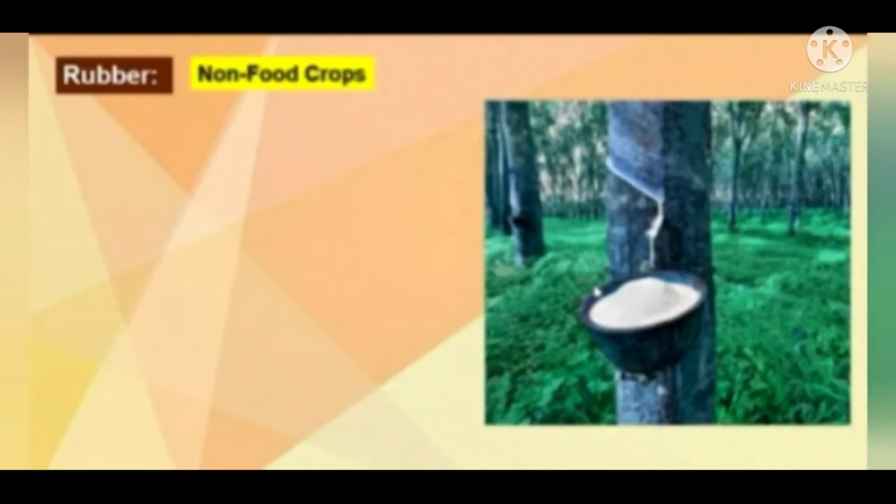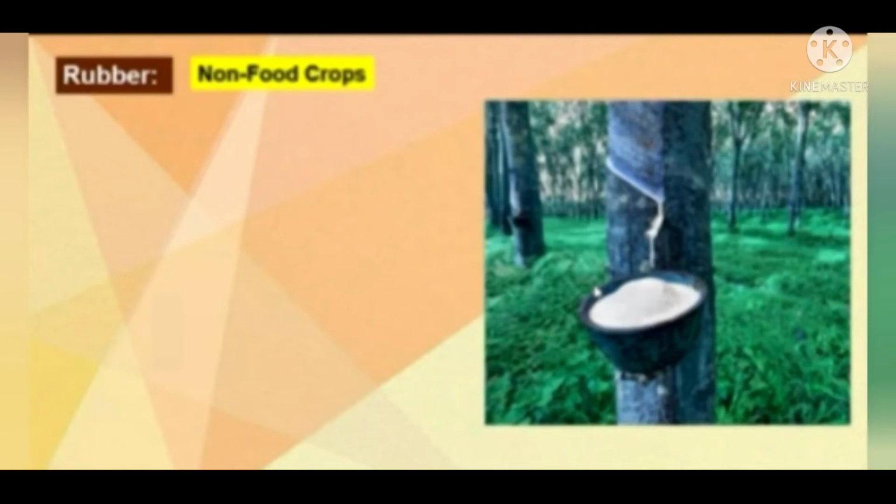Talking about non-food crops, the first one is rubber. If I take a rubber tree, once it is planted, after initially 3-4 years, it starts giving latex, which in South India is called milk. So once this tree is planted, it gives income to the farmer for 20 years. Every day early in the morning, at 6 o'clock, they will put a small cut on the tree.